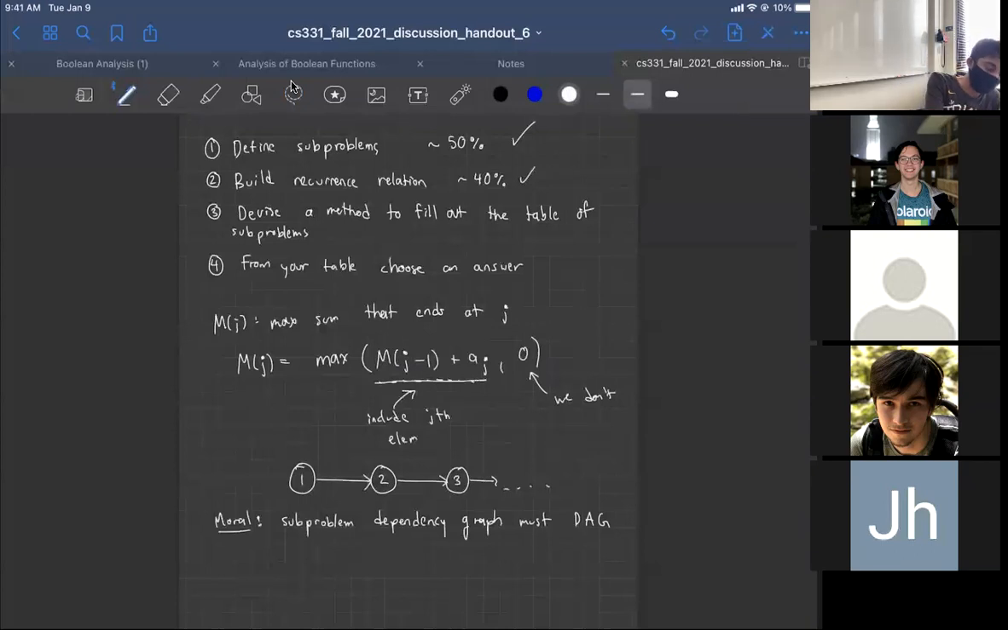And then we're gonna have a base case here. I'll draw it as a square. So what is the sum of something that ends at 0? Well, this is just the empty set. So the sum is equal to 0.